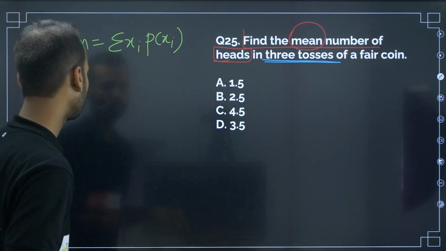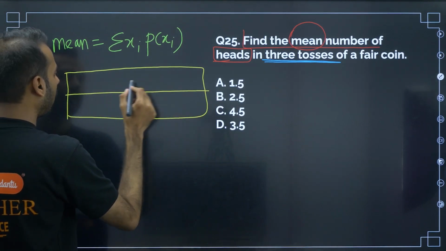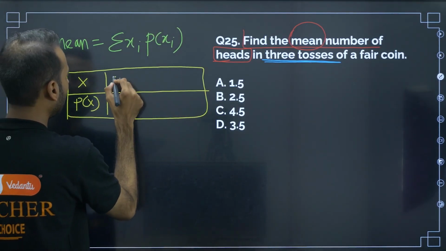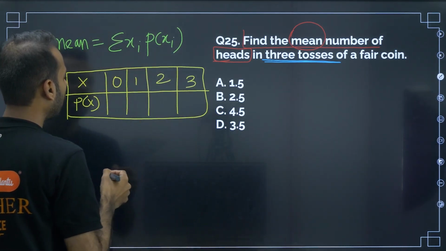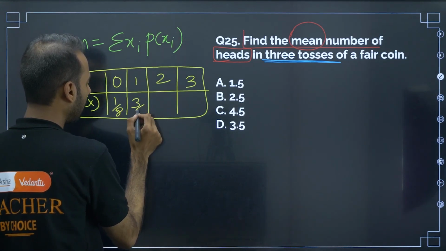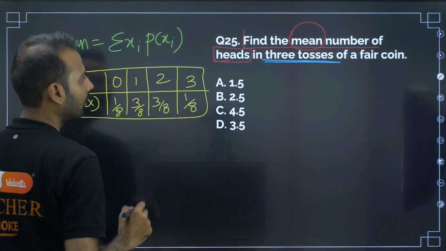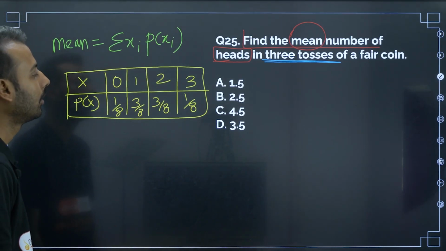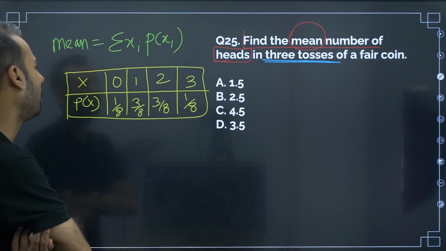So how to solve this problem? X, P of x. So for this, X is 0, 1, 2, 3. Probabilities: 1 by 8, 3 by 8, 3 by 8, 1 by 8. Find the mean number of heads in 3 tosses of a fair coin.